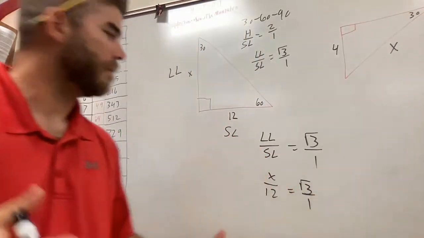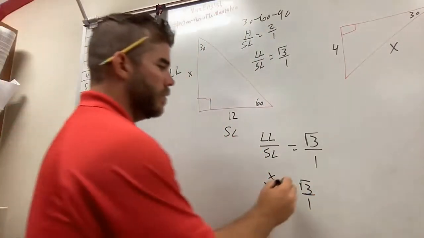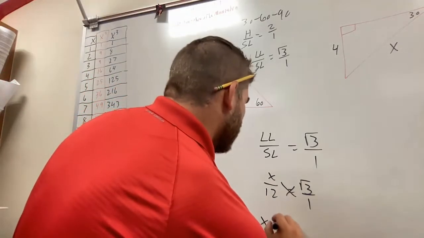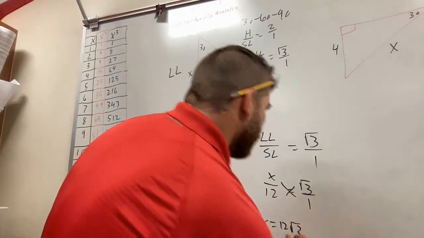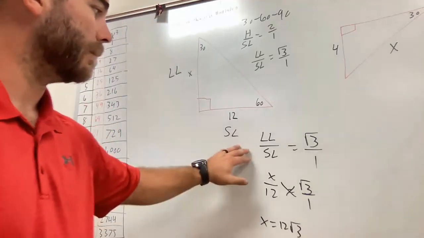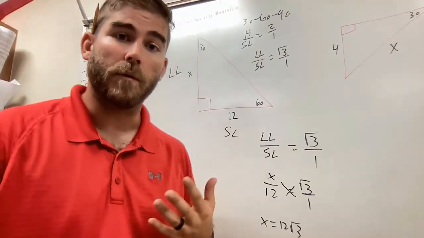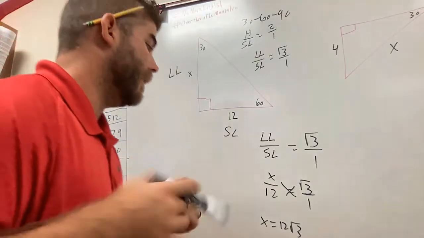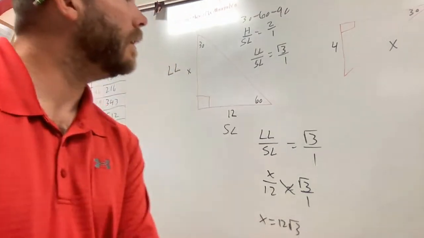I have my proportion set up. I'm just going to cross multiply. So I have x equals 12 radical 3. I'm done. That's it. I just set my proportion up, identified what my long leg was and what my short leg was. The short leg is opposite the 30-degree angle. Then I simply cross multiplied, and I was done.